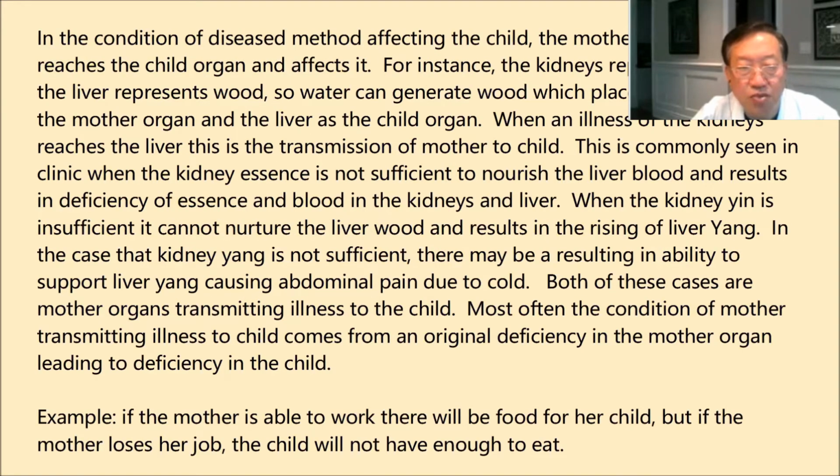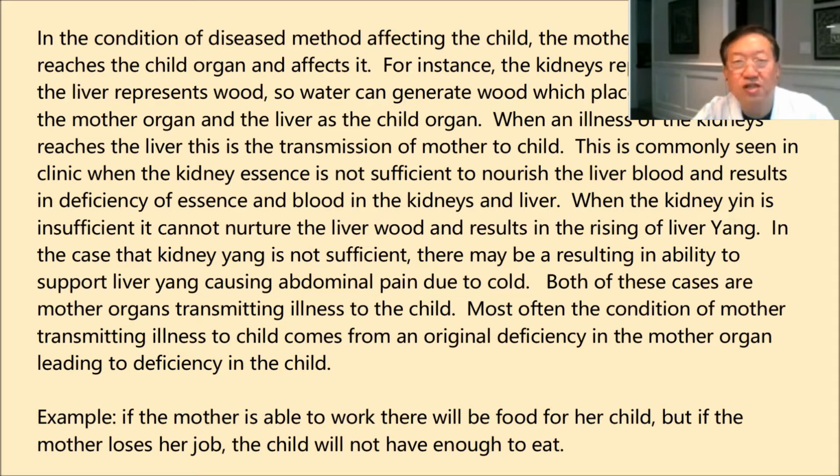In the condition of diseased mother affecting the child, the mother organ's illness reaches the child organ and affects it. For instance, the kidneys represent water and the liver represents wood. So water can generate wood, which places the kidneys as the mother organ and the liver as the child organ. When an illness of the kidneys reaches the liver, this is the transmission of mother to child. This is commonly seen in clinic when the kidney essence is not sufficient to nourish the liver blood and results in deficiency of essence and blood in the kidneys and liver.